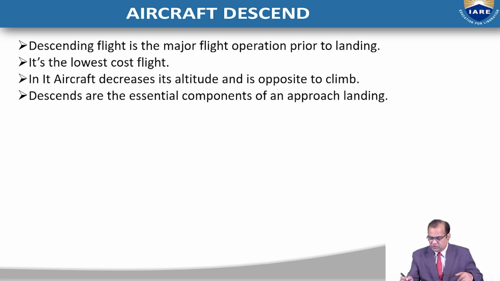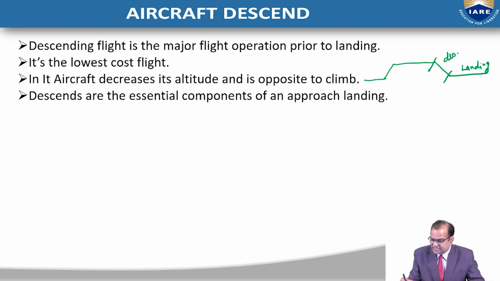Descending is very important. If you see here, I have already shown you, this is the climb, this is the cruise, and this is the descent, and then this is the landing. Here, the aircraft has to come down. Descents are an essential component of any approach landing. Without this, you cannot land.